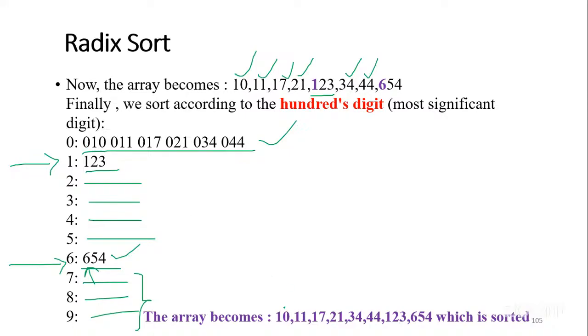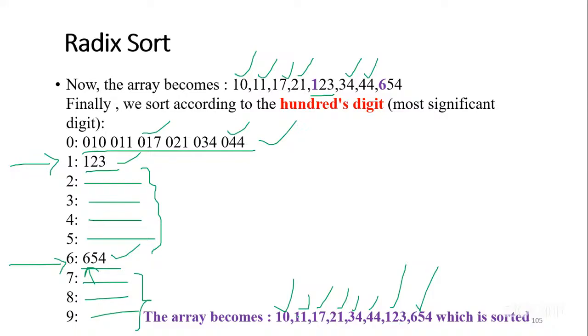0, 10, but I'm writing 10 only. 10, 0, 11, writing 11 only. Okay. 0, 17, 17, 21, 34, 44. After that, 123, right? 123. After that, 654.